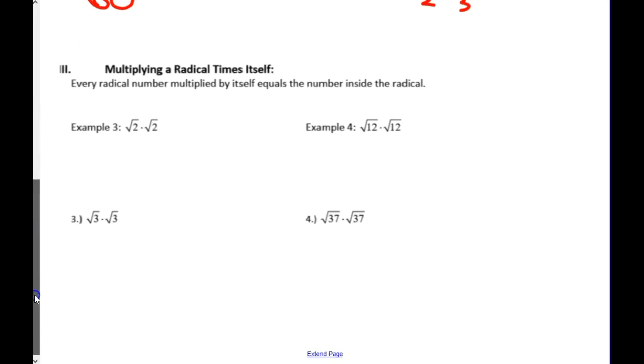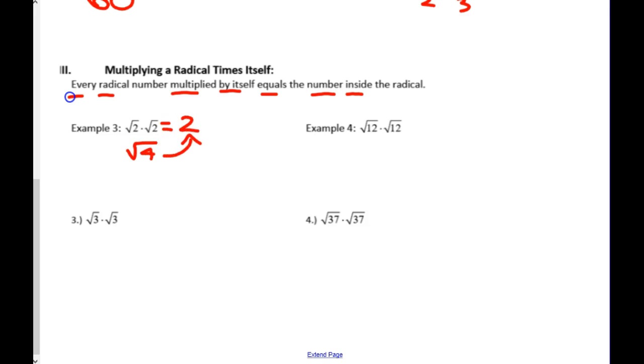Okay, so multiplying a radical times itself. Every radical multiplied by itself is equal to the inside number. Okay, so this is not too hard. Check it out. Square root of 2 times square root of 2. We multiply and we get square root of 4. What is the square root of 4? 2. So here's the idea. Square root of 2 times square root of 2 is just 2. A square root times itself removes the square root sign.